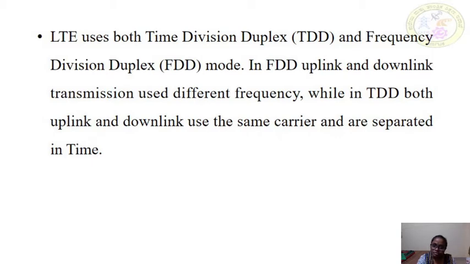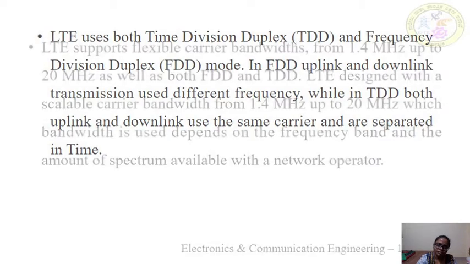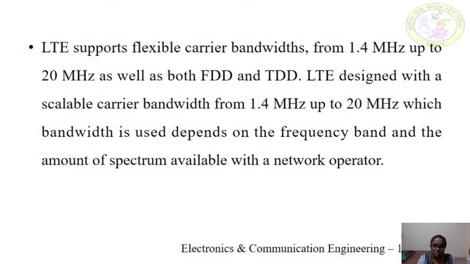In frequency division duplex mode, uplink and downlink transmission use different frequencies, while in time division duplex both uplink and downlink use the same carrier and are separated in time. LTE supports flexible carrier bandwidth from 1.4 MHz up to 20 MHz, as well as both frequency division duplex and time division duplex.